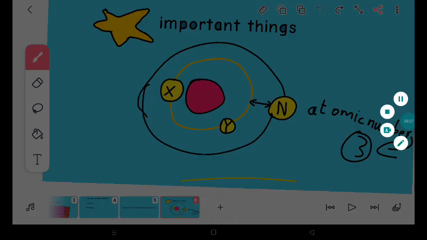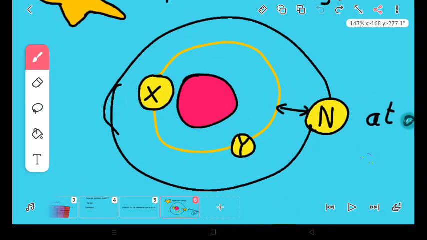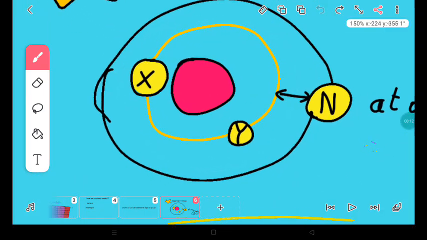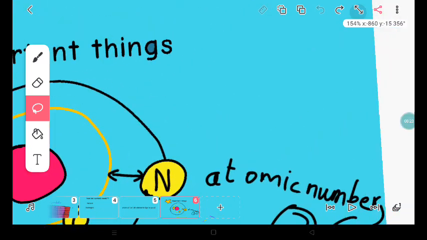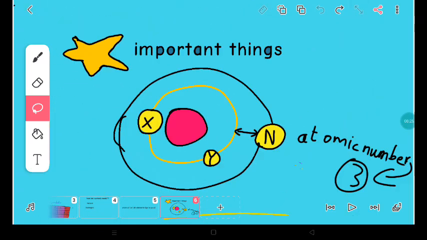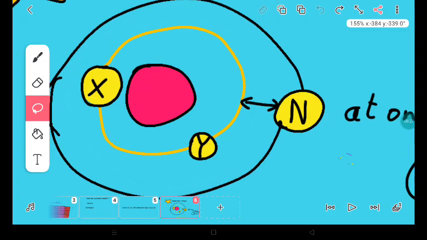Now that we learned what stable state is, we need to know the number of electrons for stable state. For example, this atom has 3 electrons. Valency is the number of electrons needed to be lost or gained for this.